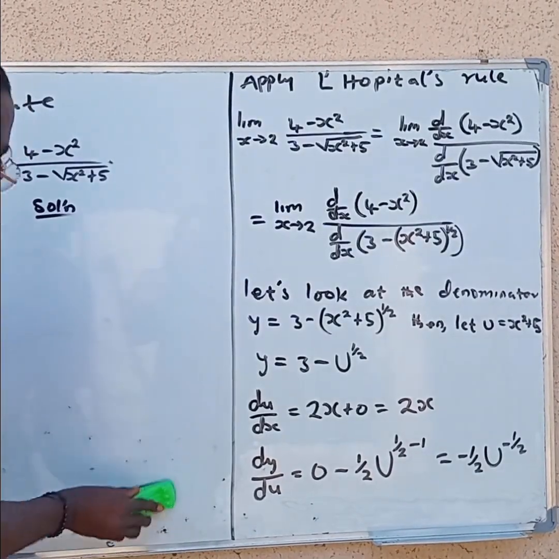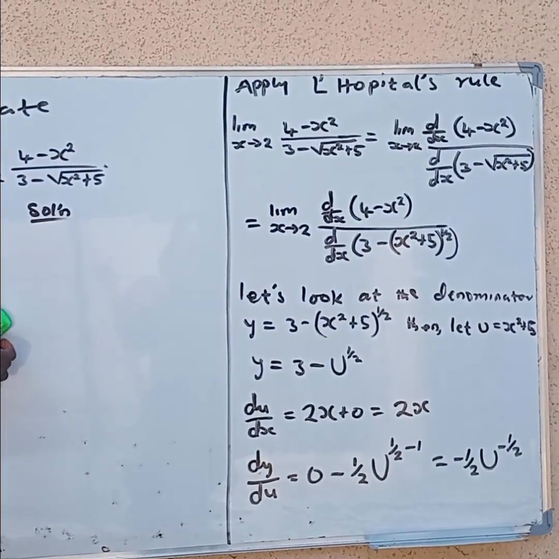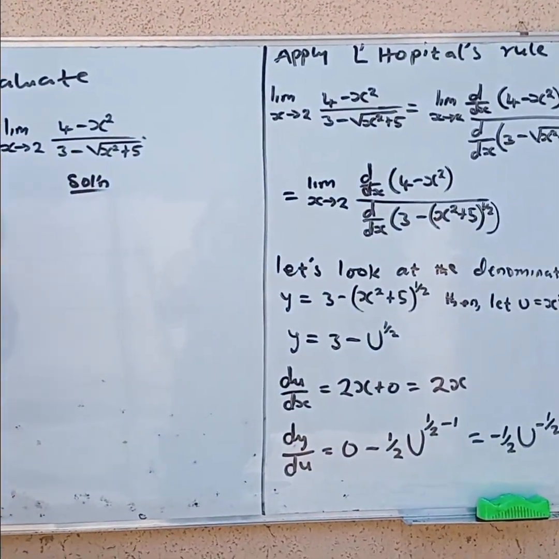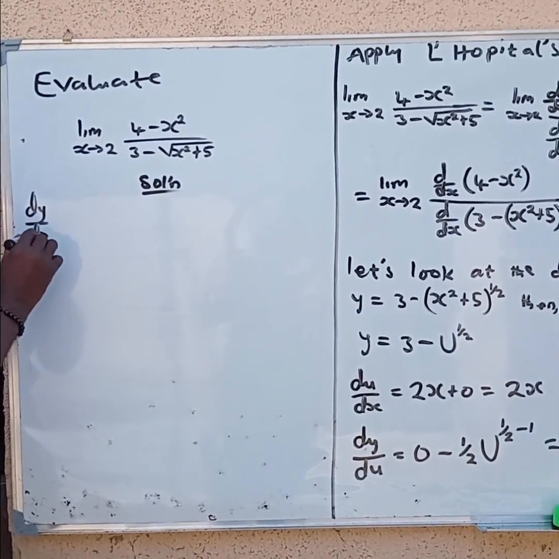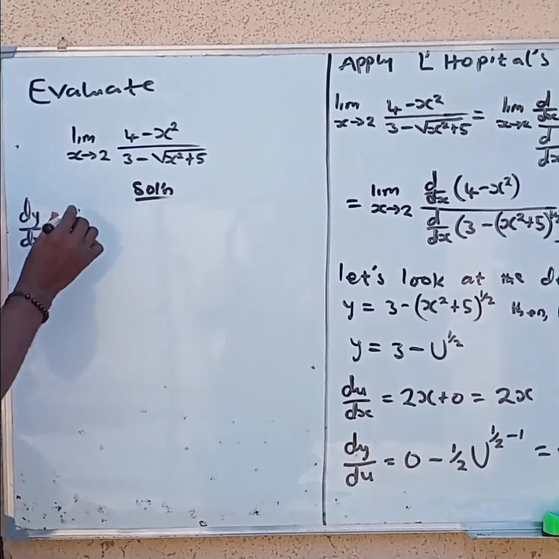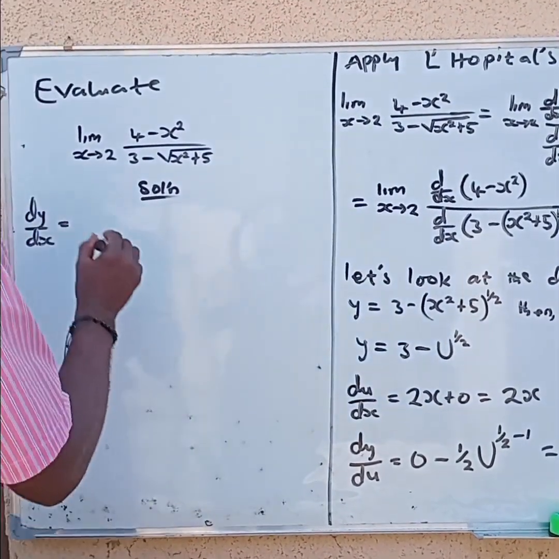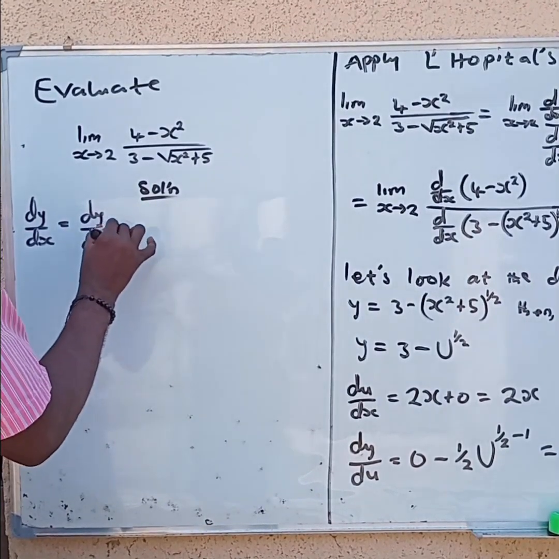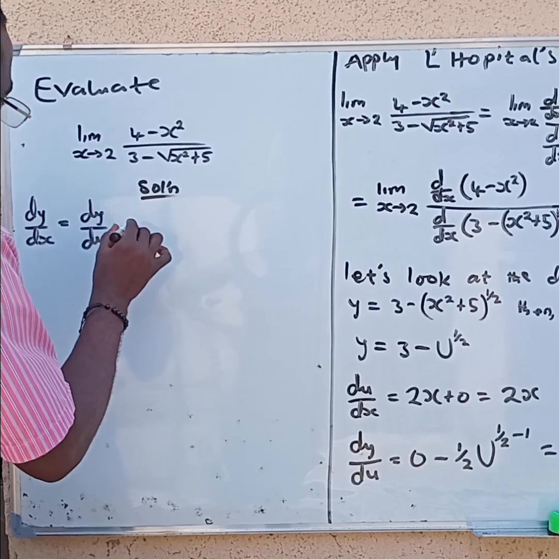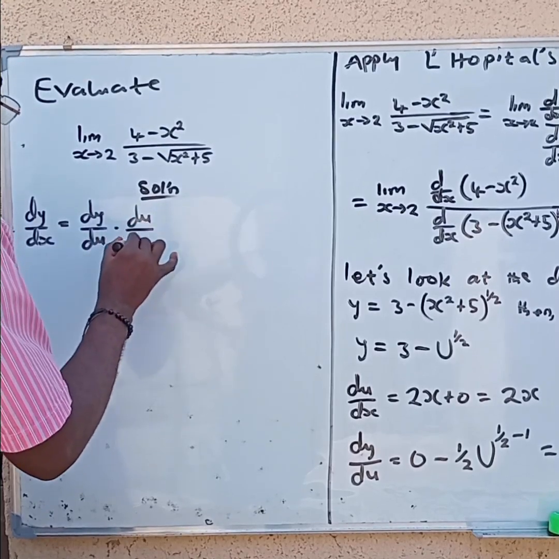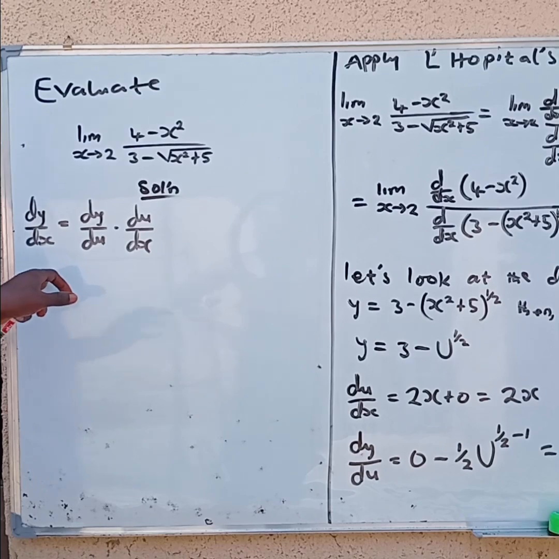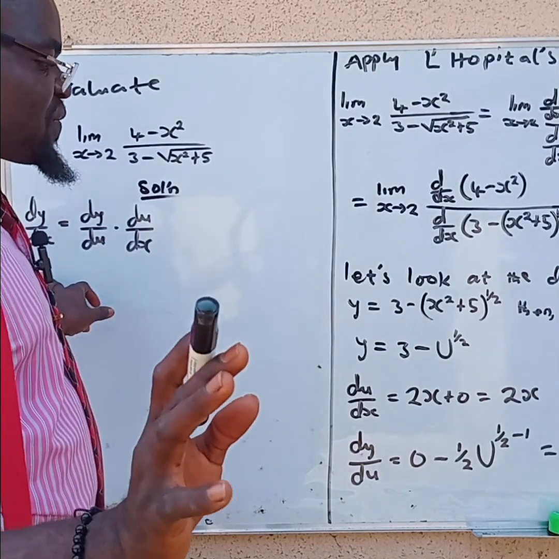So this is our question. Now dy/dx is equal to dy/du multiplied by du/dx. You can see that if we form this, we will still have dy/dx. That is how a function of a function works.